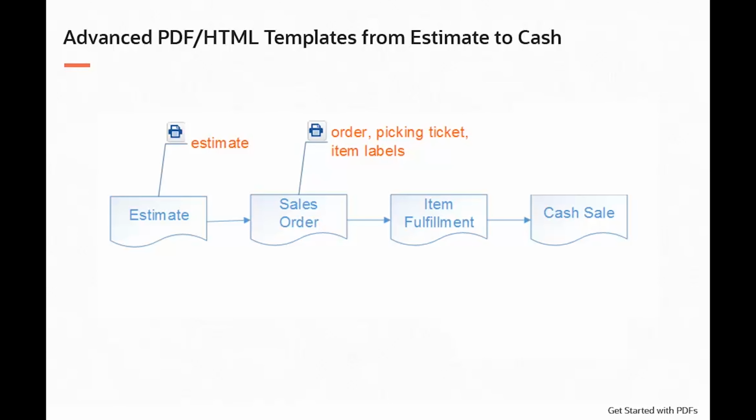Same goes for the sales order record type, but with the addition of picking tickets and item labels, which in turn can be used in your fulfillment process, which comes next. For item fulfillment, you can generate multiple documents like packing slip, shipping, and item labels, which when printed out can be attached to your shipments. Lastly, for cash sales, you can only print a single document type, which is the cash sale record itself.